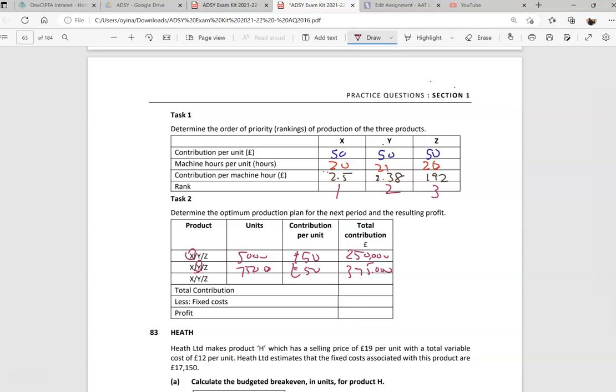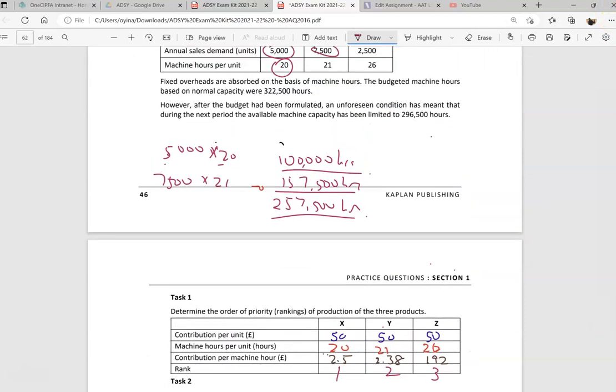So my Z number of units is restricted based on the amount of hours I have left. So if I have a total of 296,500 hours, and I've already used up 257,500 hours making X and Y, the question is, how many hours do I have left? And so I have 296,500, take away 257,500, which takes me to 39,000, right? So I have 39,000 hours left.